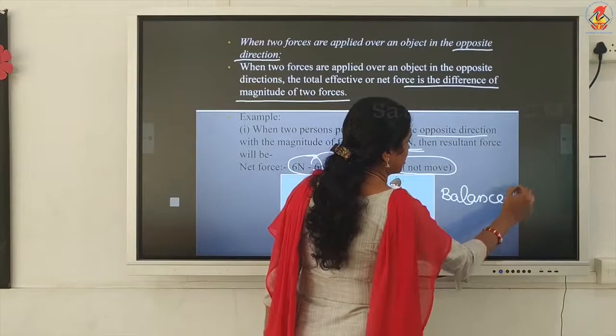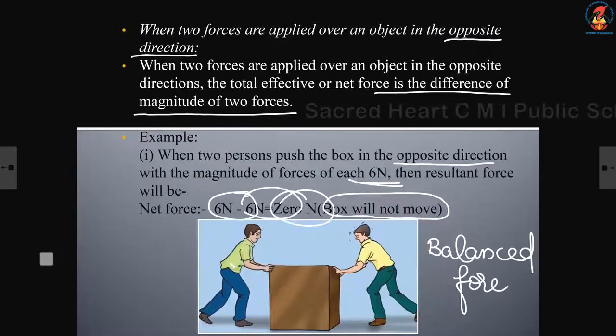Balanced force. Two forces acting in the opposite direction having equal magnitude. Due to the application of these forces, the box or the object will not move. That type of forces is known as balanced force.